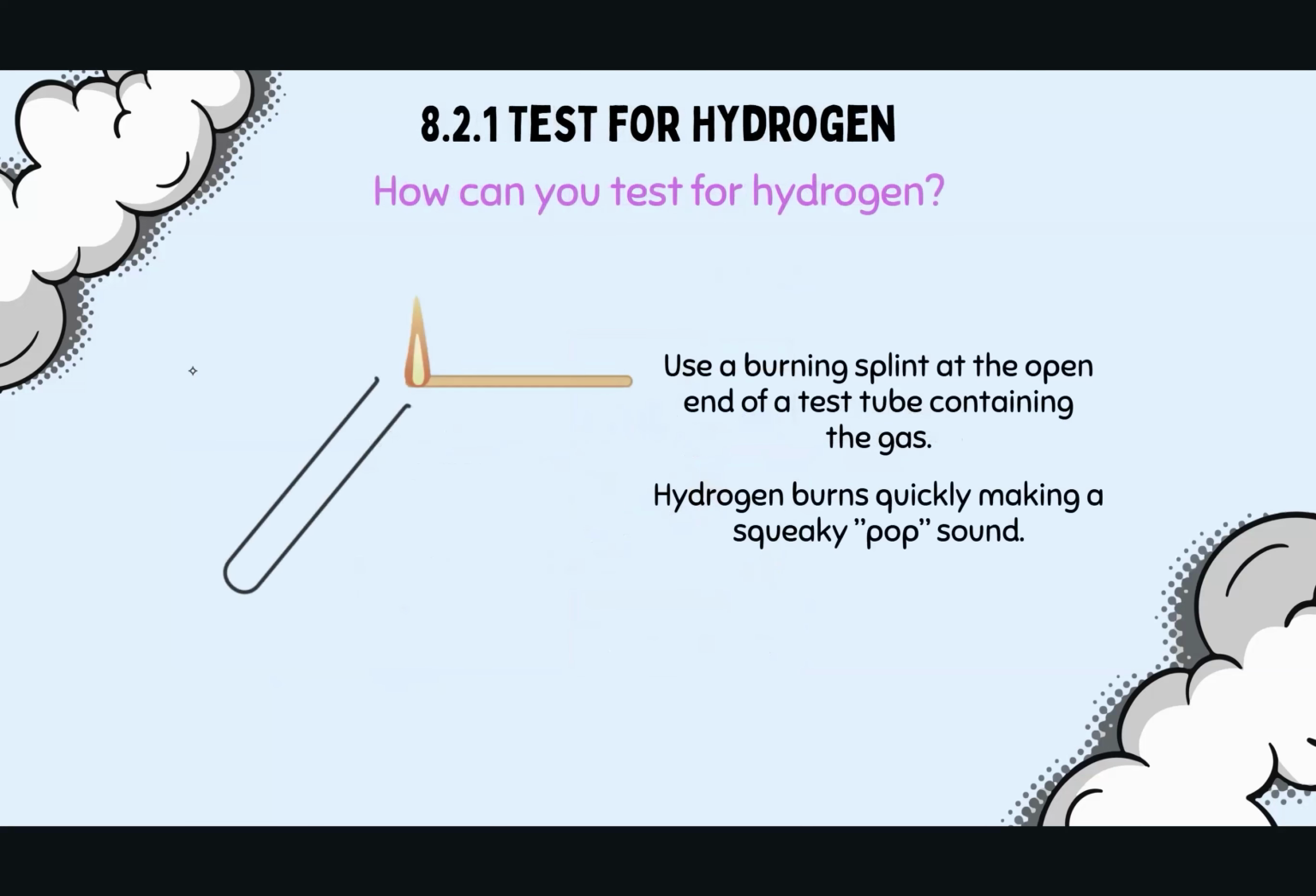Okay. Tests 8.2.1, test for hydrogen. How can you test for hydrogen? Again, this is a very common test that comes up every year. And what a lot of students do is they just write squeaky pop test. But if the question says describe how you can test for hydrogen, you can't just write squeaky pop test. So what you do is you take a burning splint to the mouth of the test tube, and if you hear a squeaky pop sound, then you know it's hydrogen. So you take the burning splint to the mouth of the test tube, and if it makes a squeaky pop sound, then you know it is hydrogen.